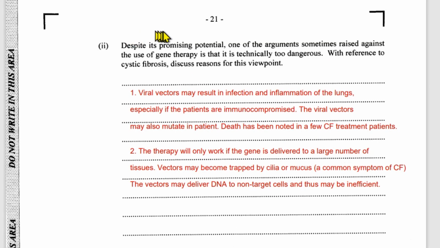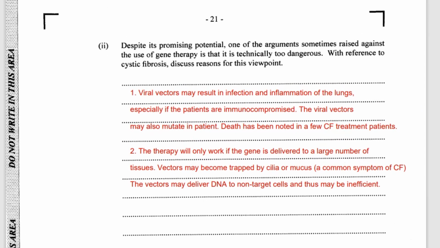Part 2. Despite its promising potential, one of the arguments sometimes raised against the use of gene therapy is that it is technically too dangerous. With reference to cystic fibrosis, discuss reasons for this viewpoint. So you want to discuss about 2 reasons, because we see here that this is 5 marks, so 2 reasons well explained, and it must be in relation to cystic fibrosis.